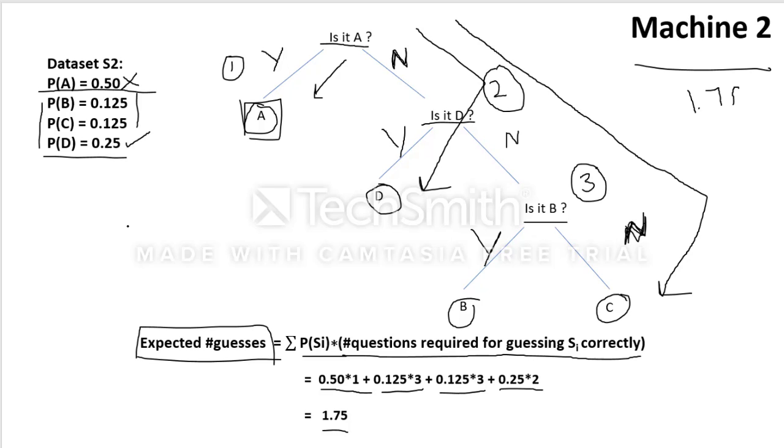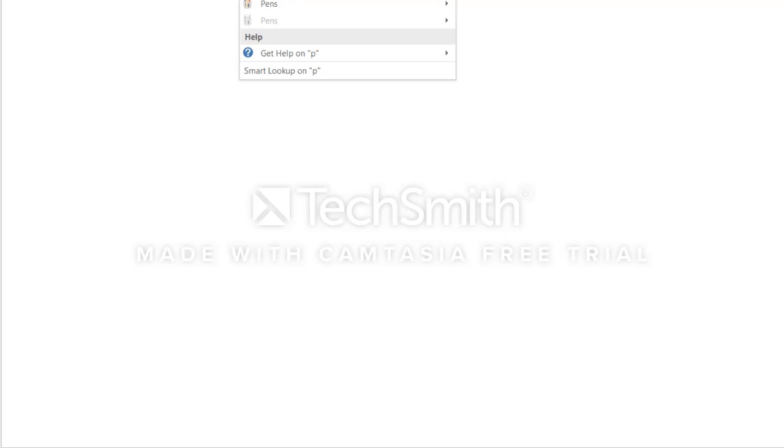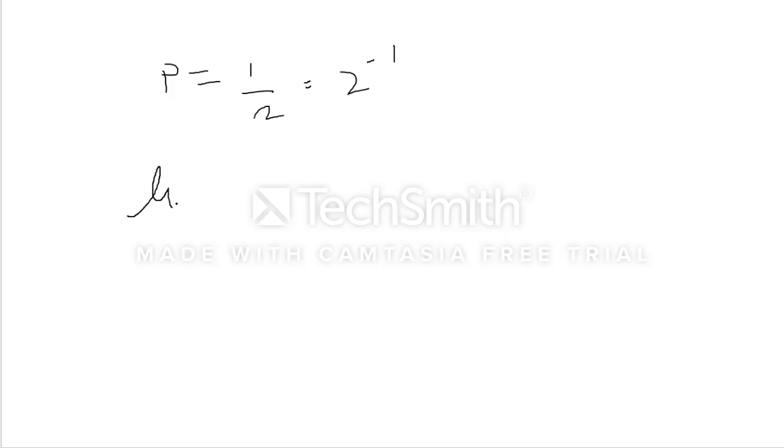Entropy of machine 1 was 2. So this is the probability of occurrence of A, and this is the number of questions we needed to guess whether it's A or not, right? So this is 0.5. P was half. It's 2 to the power minus 1. Log P would be minus 1. Negative log to the base 2 would be 1.